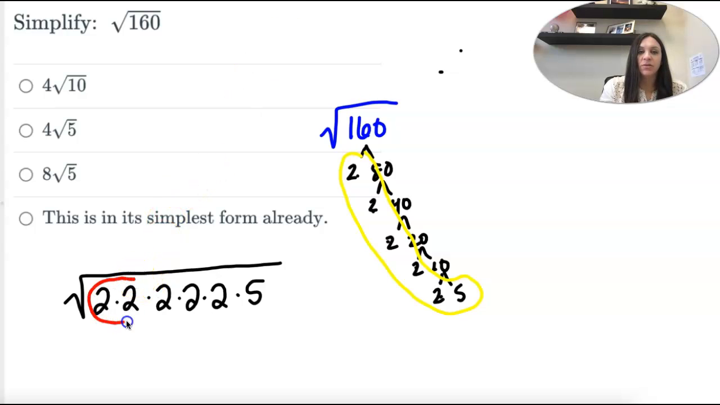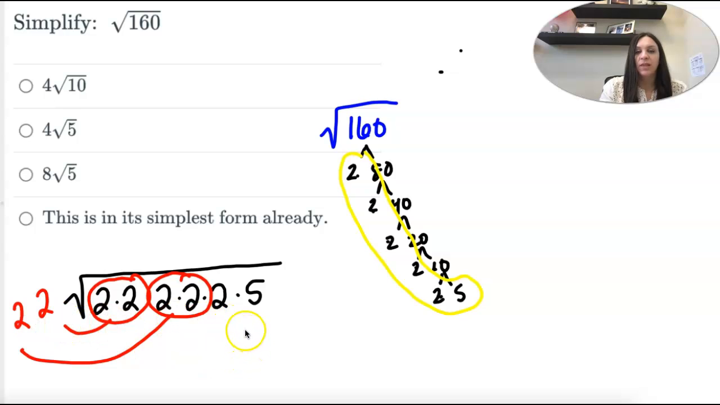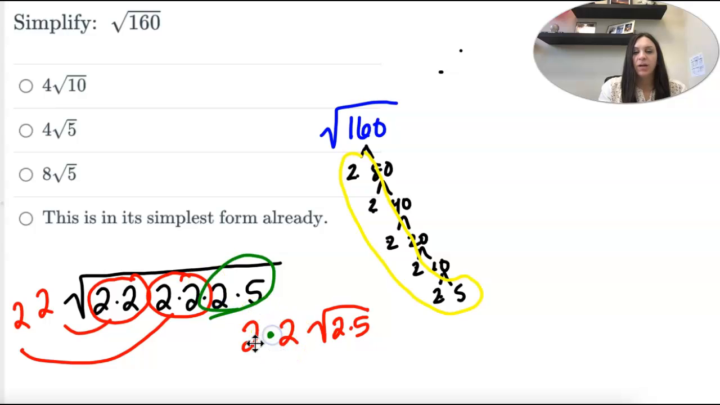A pair of 2's we bring out of the square root as 1 2. A pair of 2's we bring out of the square root as 1 2. So on the outside I have 2 2's, and on the inside I have 2 times 5, which stays. And then we multiply what we bring out. So 2 times 2 is 4, 2 times 5 is 10.